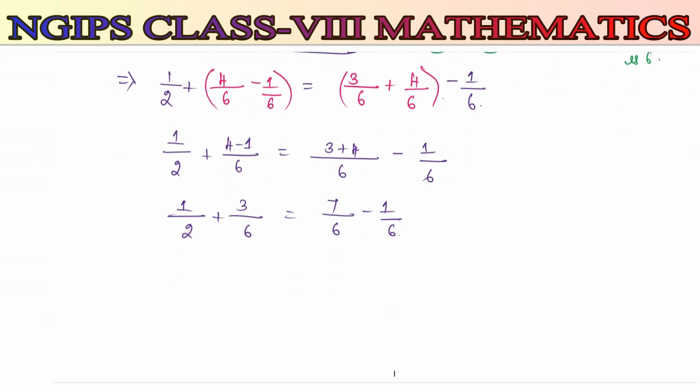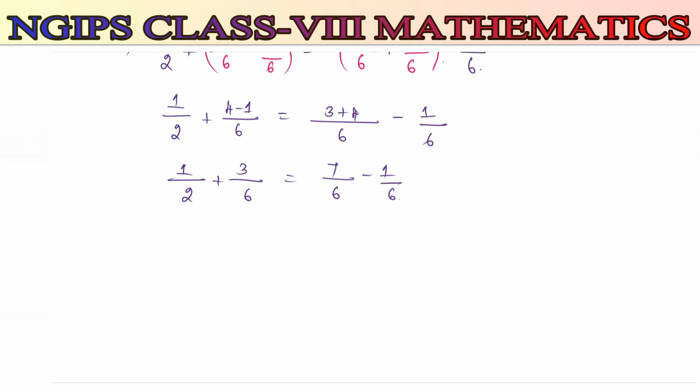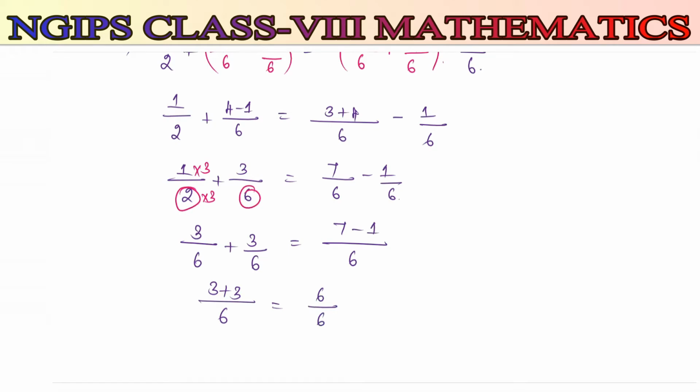Further if you simplify here the LCM of 2 and 6 is 6. So I need to multiply both numerator and denominator by 3. So here we are going to get the answer as 1 3s are 3 divided by 2 3s are 6 plus 3 divided by 6, and here the denominator is same, you can write only once, 6. 7 minus 1. So if you add in the right hand side, here you will get 3 plus 3 is equal to 7 minus 1 it is 6 divided by 6.